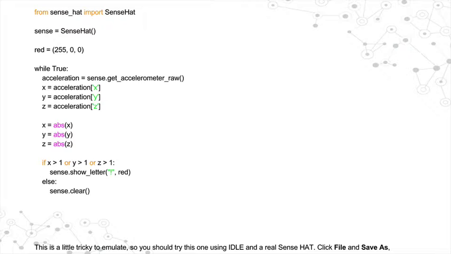All right, from sense_hat import SenseHat. You've seen that before. Sense equals SenseHat. Again, notice I set the value red to 255, 0, 0. While True, colon. Again, we've got the loop. Remember to be 4 spaces in. Acceleration gets sense.get_accelerometer_raw. There's the x, y, and z. There's the absolute function of these, and then we're going to test it again. If x is greater than 1, or y is greater than 1, or z is greater than 1, show the letter exclamation point, or clear it. So in other words, if I get more than 1 in acceleration at any time, put out that red exclamation point. You really do need your Raspberry Pi to do this one.